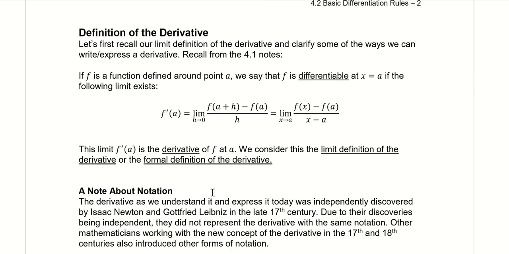Now, this is mostly just for reference since we're still talking about derivatives, but we just introduced them in the previous set of notes. So this is basically just copy and paste from the 4.1 notes. I just wanted to put it in here for reference.